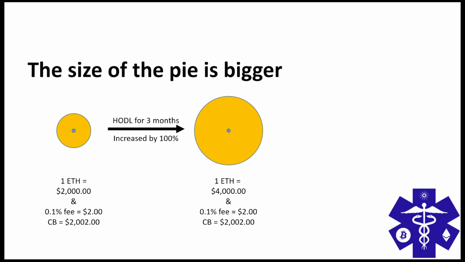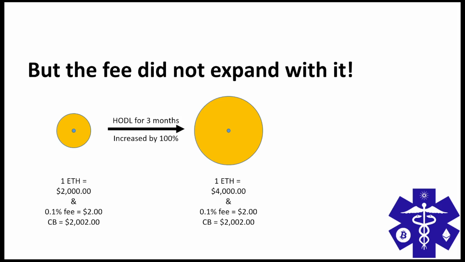Well, what I see is that the size of the pie, which is the yellow portion, is bigger, and that represents the doubling in the ETH price. But the fee did not expand with it. So the proportion of the fee to the cost basis basically did not change, but the proportion of the fee to the value of the asset decreased as the asset increased.